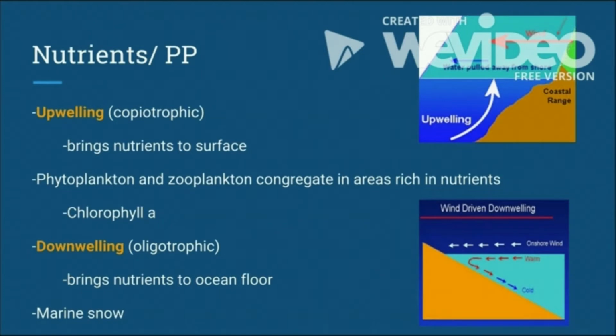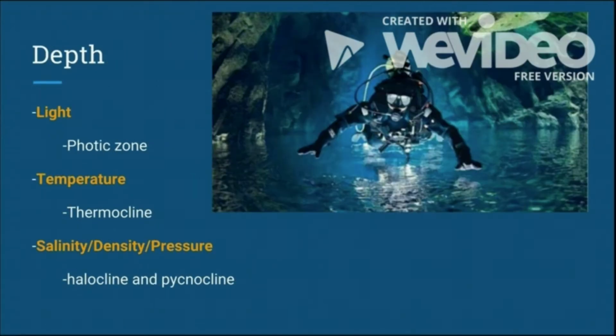Likewise, downwelling occurs when surface currents bring surface water deep into the ocean, bringing nutrients to the ocean floor, and this could be seen in certain situations known as marine snow. The final physical force influencing oceanic biodiversity is depth.